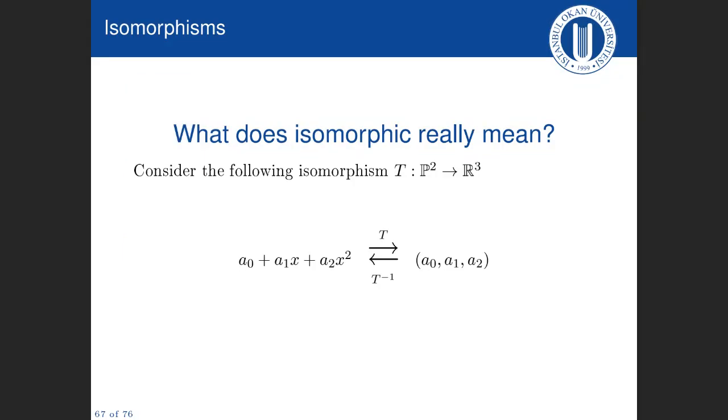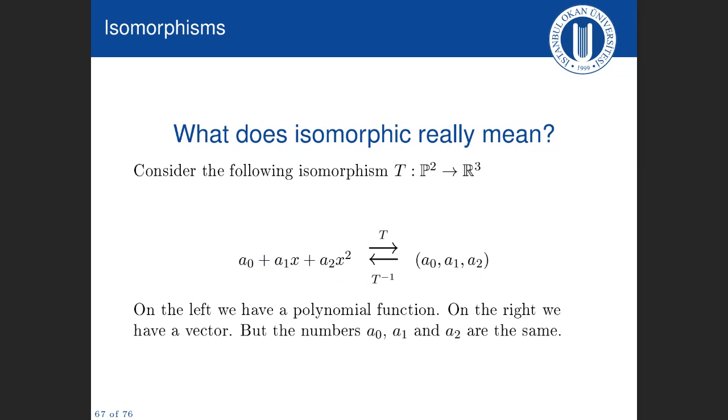Now, what does isomorphic really mean? Well, think about this one. T mapping between P2 and R3. T is going to map the polynomial A0 plus A1x plus A2x squared to the vector A0, A1, A2, and T inverse maps back again. On the left, we've got a polynomial function. On the right, we have a vector. But the numbers are the same. A0, A1, and A2 we have on both the left and on the right.